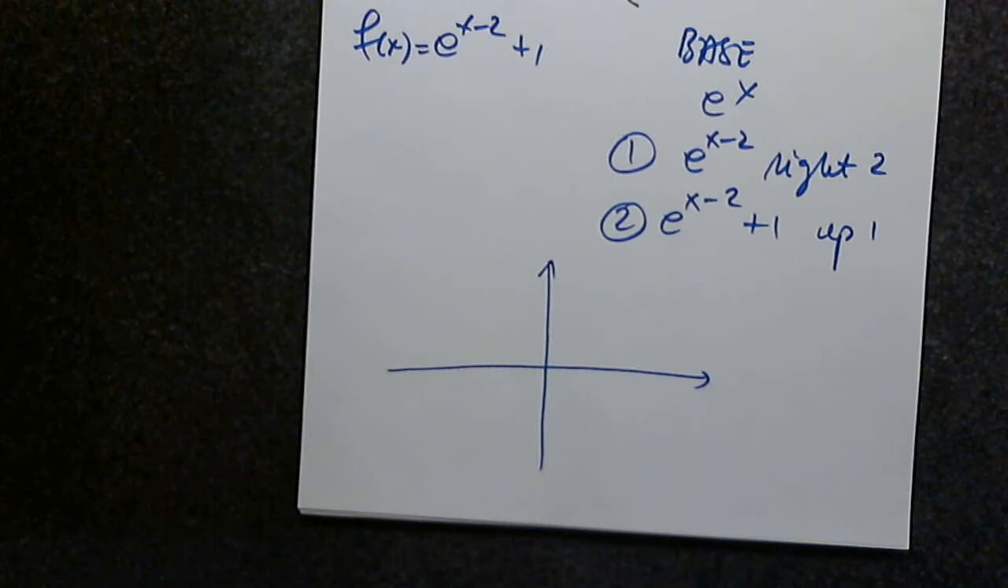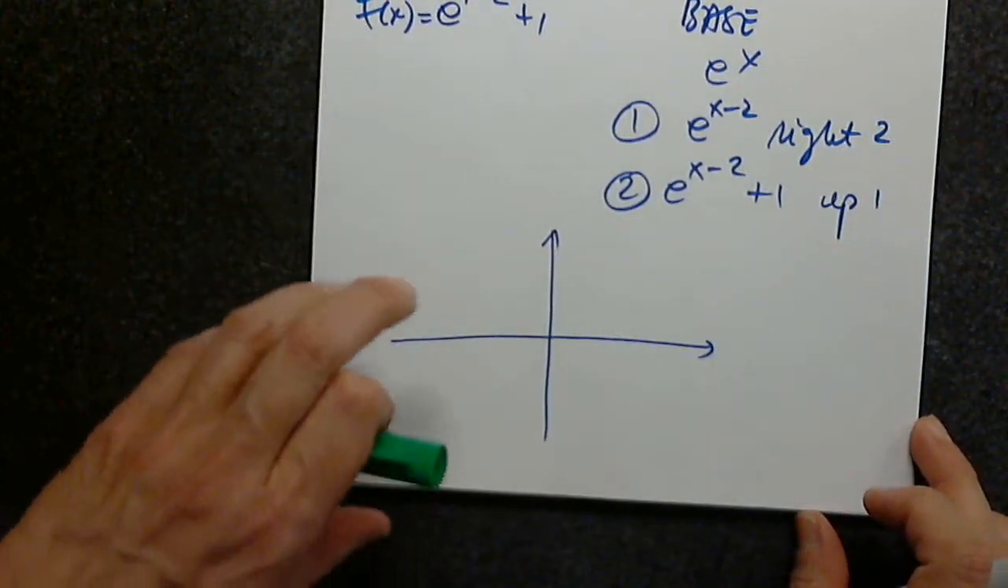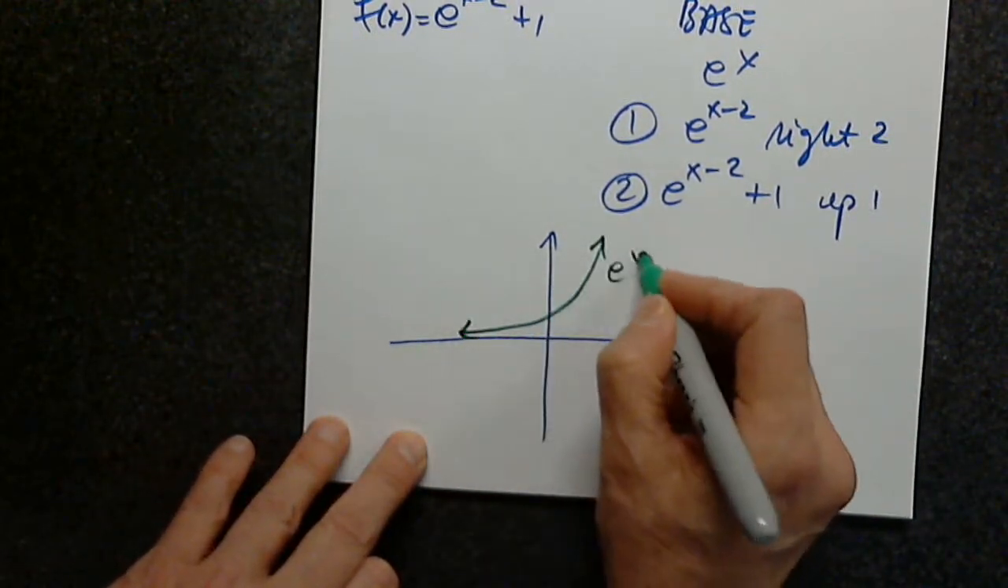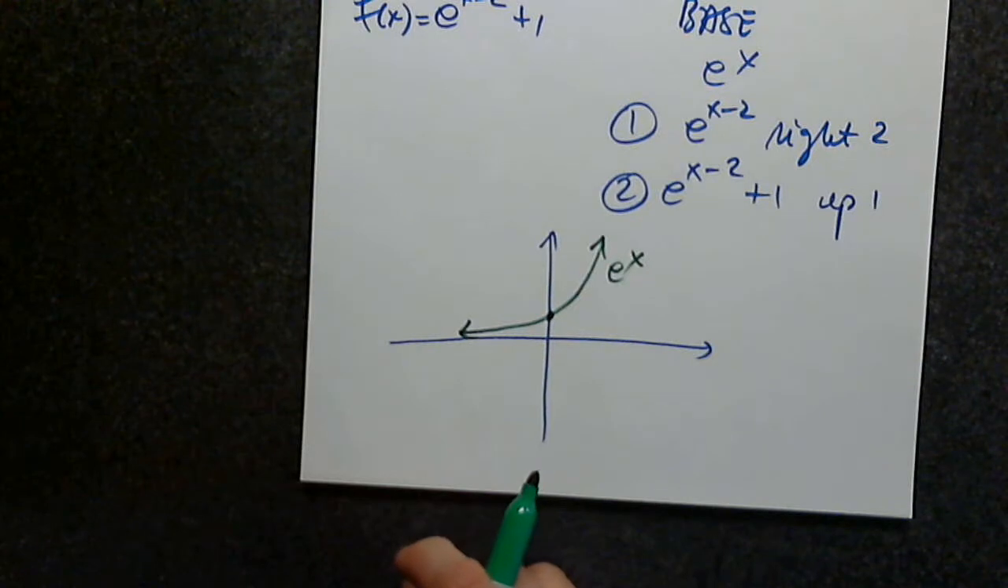If the base is greater than 1, it has to be increasing. If the base is less than 1, the function will be decreasing. Is e greater than 1 or lower than 1? Of course. So here's the graph. Where does e to the x cross the y-axis always if it's a pure exponential?